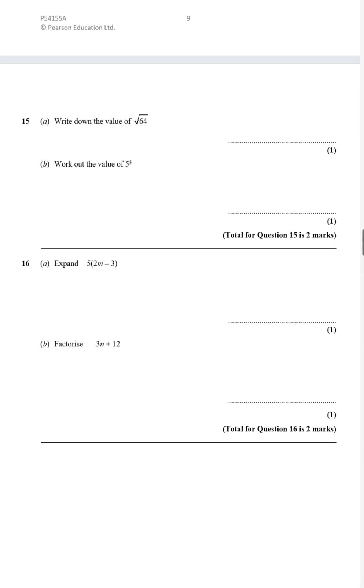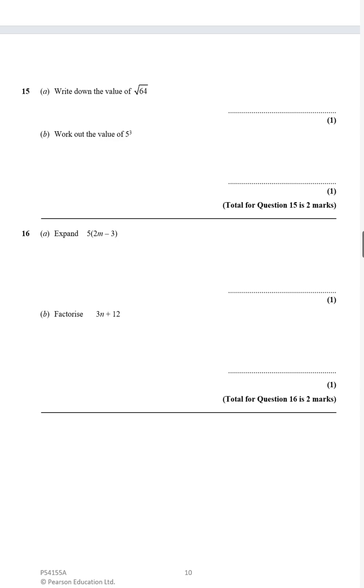Okay, question number 15. Write down the value of the square root of 64. Well, this means I need to know my square numbers. If you need to, you could write out all your square numbers if you've got time, and you will eventually get to 8 squared equals 8 times 8, which is 64. Therefore, my square root is 8.